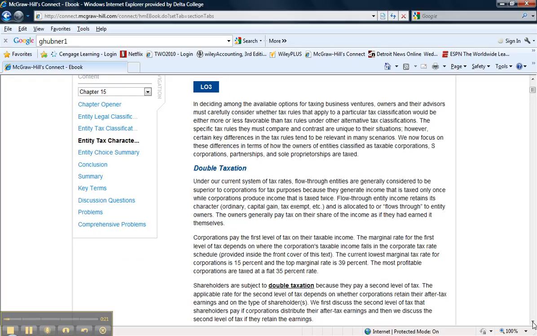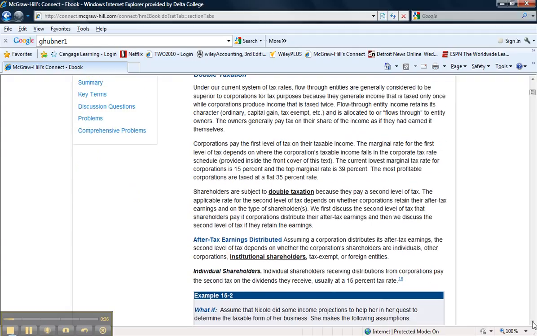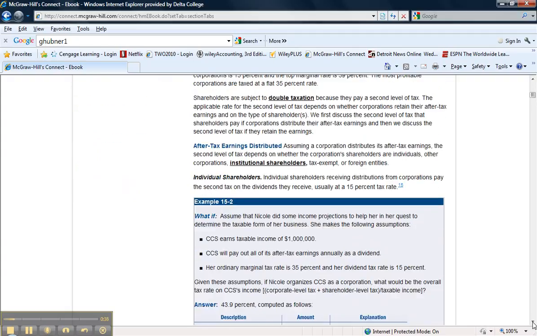Corporations are subject to double taxation, and that is to say that the corporation pays tax as an entity, but then it also pays dividends out to shareholders, and those dividends are taxable to the shareholders, so the same income gets taxed twice. The book goes through a couple different examples here, showing you how double taxation takes effect.